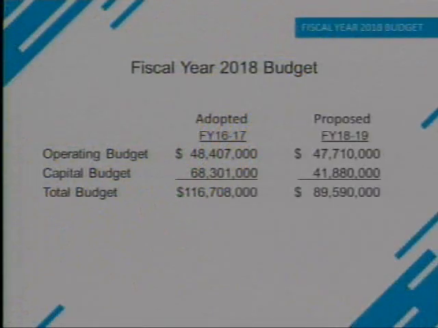Thank you. So next year's fiscal year 2018 budget, we show a projected budget of $89,590,000 compared to this year's budget of $116,708,000. This is about a $27 million decrease over this year's budget, and over $26 million of that is related to just a reduction in capital spending. Over the last couple of years, we've had a lot of capital projects and a lot of large capital projects.